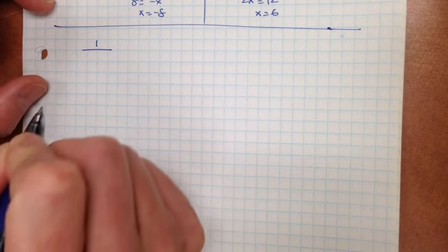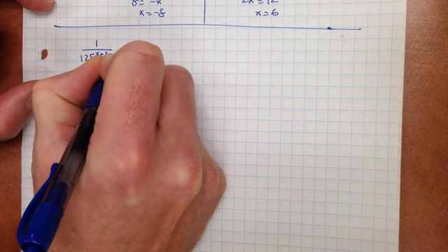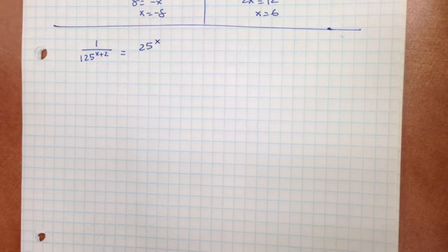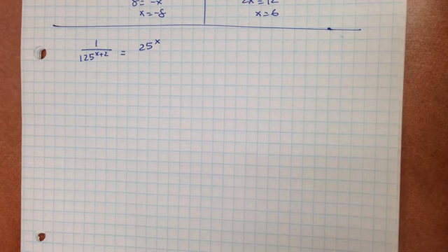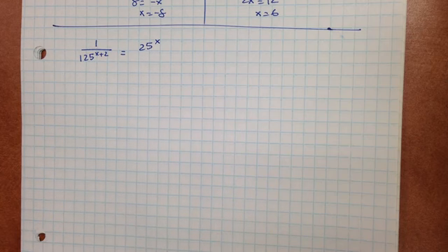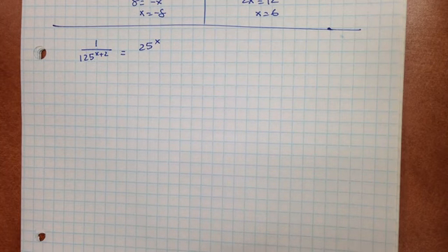1 over 125 to the x plus 2 equals 25 to the x. Now we need to match our bases and we need to get them in the same spot. So this is down in the denominator. You will need to bring that up to the numerator so they are in the same position. And I guess you could actually move that down into the denominator if that is what you wish to do.